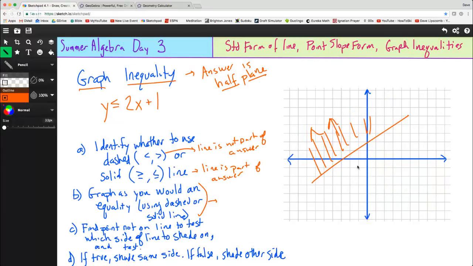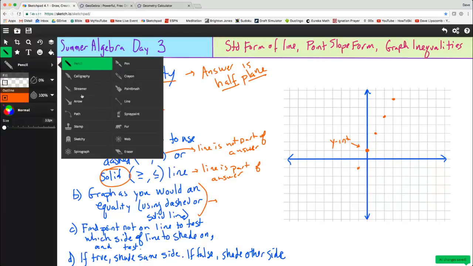Okay, so let's see how this works. When we graph this, we say, well, this is slope-intercept form. Our slope is 2 and our intercept is 1. So let's put our point here at our y-intercept. And then we're going to go up 2 over 1, up 2 over 1, up 2 over 1. Because it's less than or equal to, we're using a solid line here. So let's go ahead and draw our line, solid.